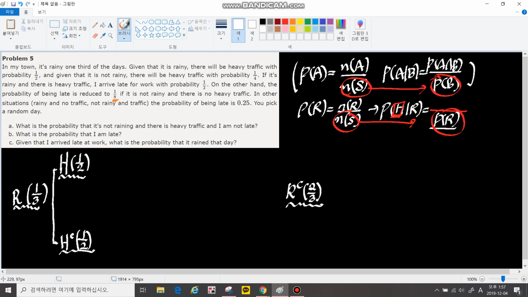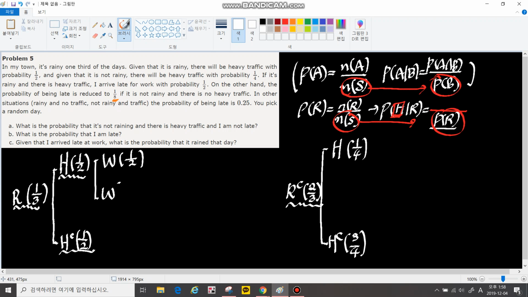Now, given that it's not raining, there will be heavy traffic with probability 1/4. So here, the probability that there will be heavy traffic when it's not rainy is 1/4. Then we can definitely see that the other one is 3/4, right? The next sentence is that if it is rainy and there is heavy traffic, I arrive late for work with probability 1/2. So rainy, heavy traffic, late for work. Let's put that as W, and then it is 1/2, right? And then if there is no heavy traffic, the probability that he's not late for work is 1/2.